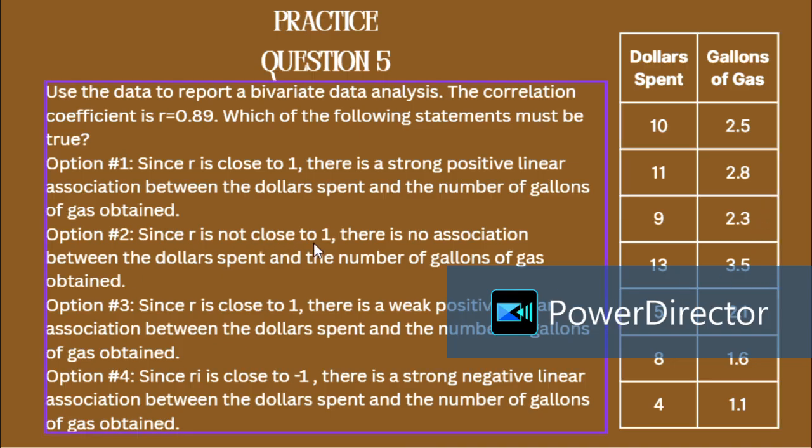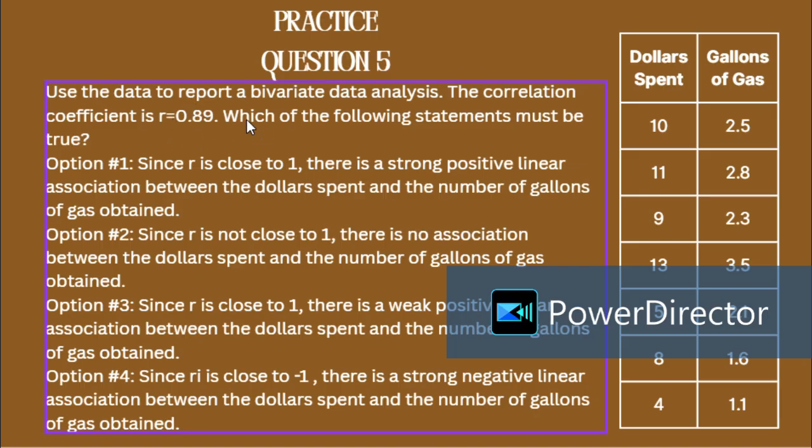Since R is not close to 1, there is no association between the dollars spent and the number of gallons of gas obtained. Since R is close to 1, there is a weak positive linear association between the dollars spent and the number of gallons of gas obtained. Since R is close to -1, there is a strong negative linear association between the dollars spent and the number of gallons of gas obtained.